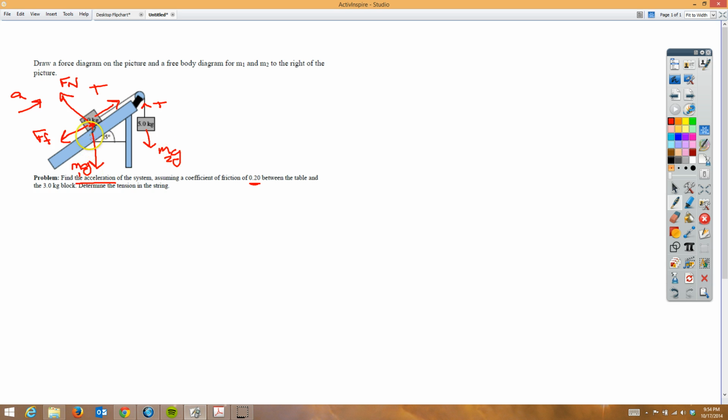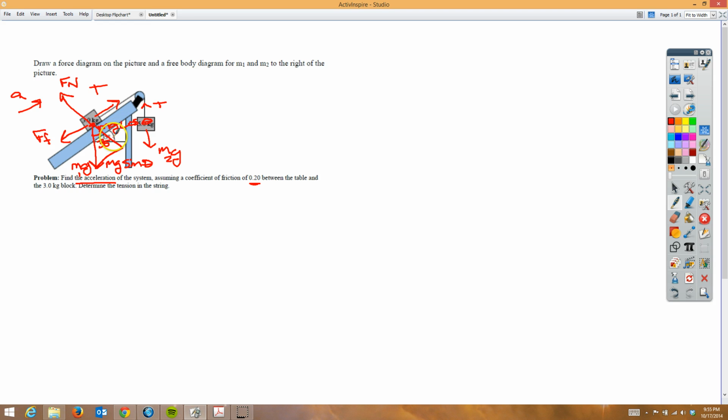Notice the only line that we have that is not going in the parallel direction or in the perpendicular direction is M1G. So we're going to go ahead and draw the components on here. And we know that this side is 35 degrees. And they told us that 35 degrees is left to right, so this is also 35 degrees. And this side has got to be mg cosine of the angle, and the bottom is going to be mg sine of the angle.